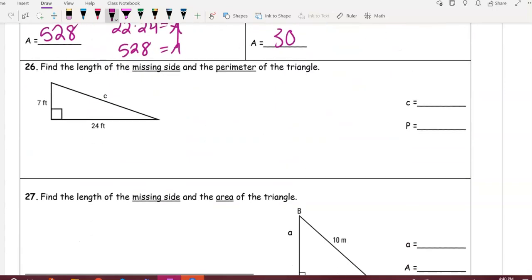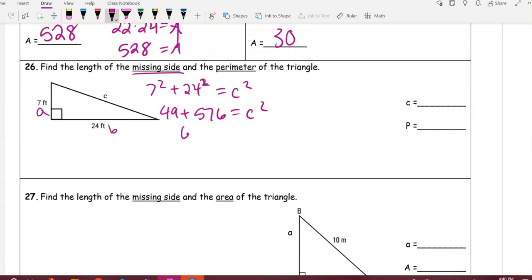All right, number 26. Find the length of the missing side and the perimeter of the triangle. Well, missing side, first we need to use Pythagorean theorem. 7 squared plus 24 squared equals c squared. Well, 7 squared is 49, and 24 squared is 576. 576 plus 49, 625. Then we can take the square root to find c alone, and that is going to give us 25 equals c. So the hypotenuse is 25.